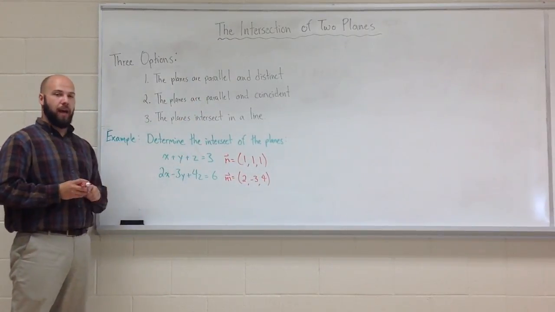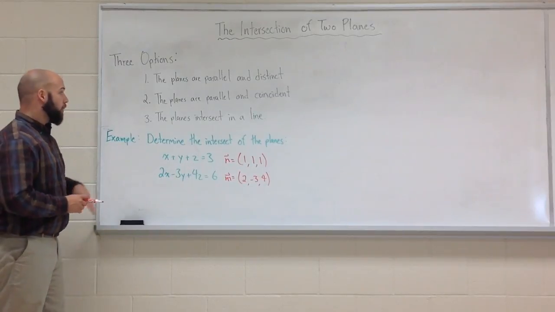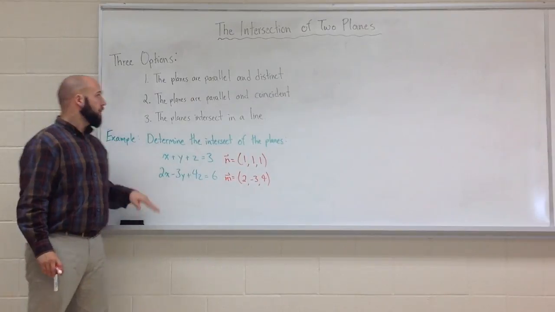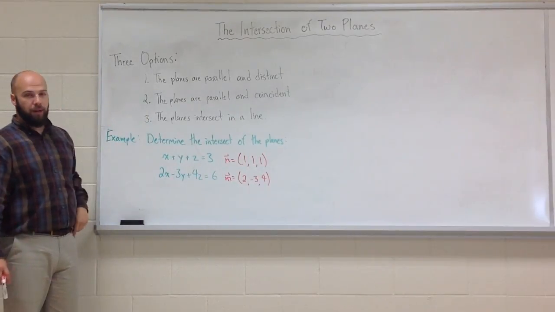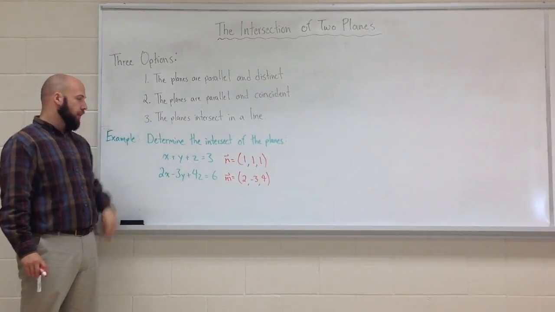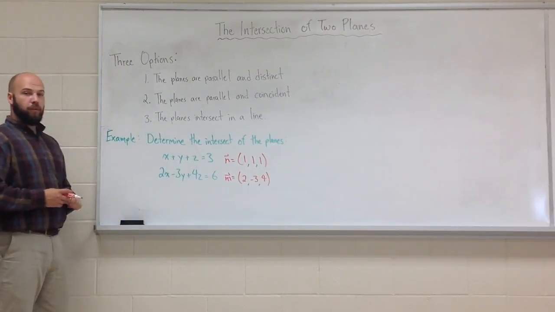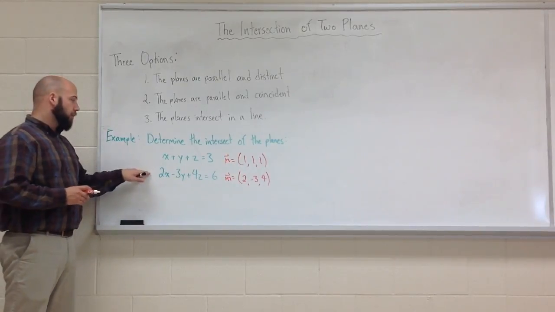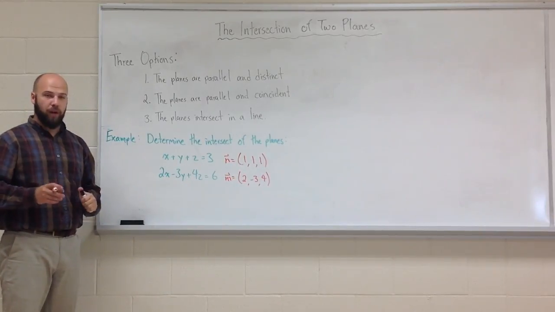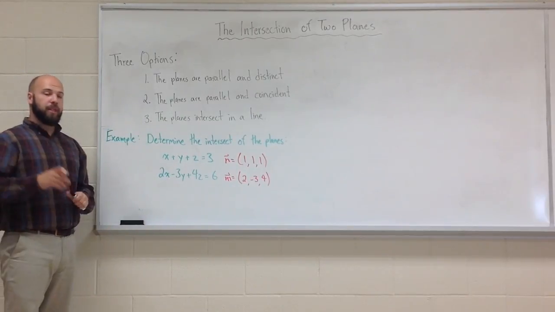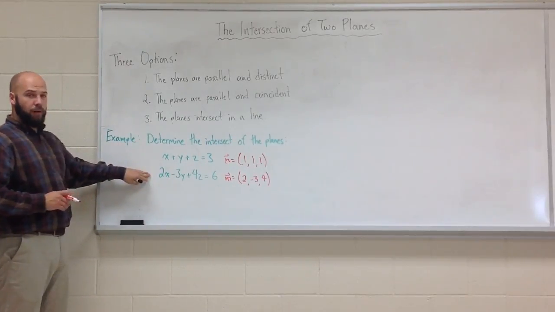I'm using n and m to distinguish between the two. And we can clearly see that because these are not multiples of each other, the normal vectors are not parallel. So we have the third option: they intersect in a line. What we need to do to get that third option is solve for the parametric equations of the line they intersect. The first step to do that is let's eliminate one variable.